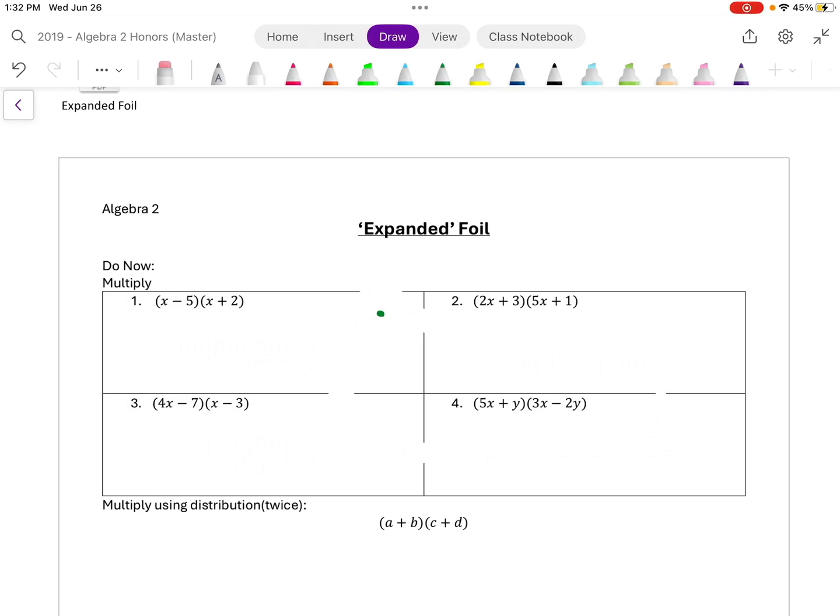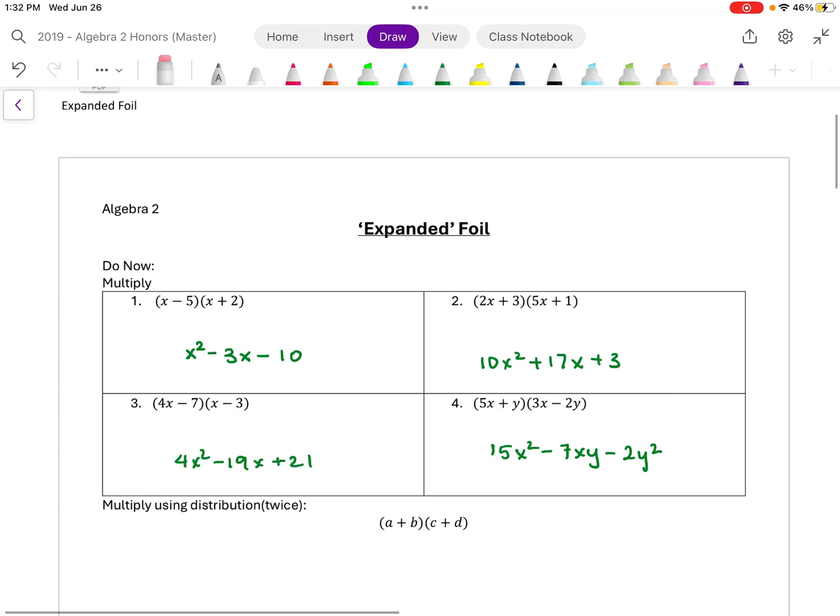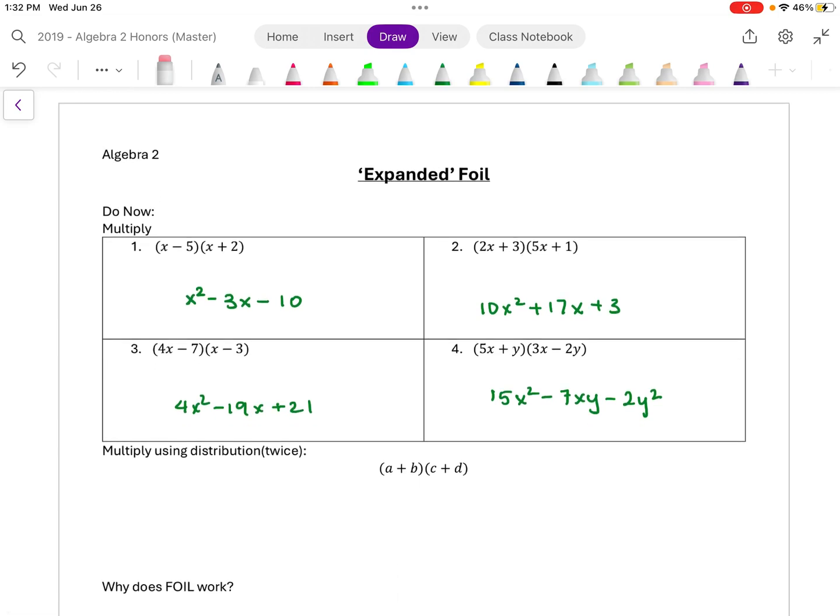I want you to pause the video first and do the best you can. You can use whatever technique you like for questions 1 through 4. Just pause now and when you unpause it, I'll reveal what the answers are. So hopefully you got that right. Excuse my bad handwriting, but I do the best that I can.